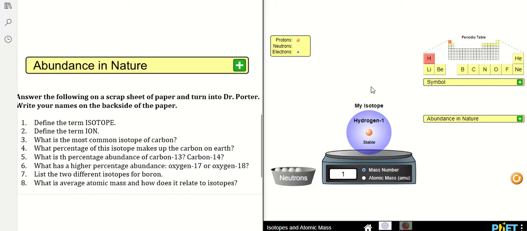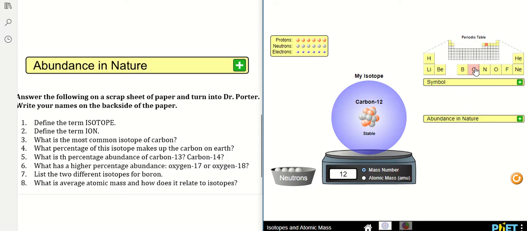What is the most common isotope of carbon? So I come over here in my simulation. I click on carbon. I want to see, for carbon-12, what the abundance in nature is. Well, 98.93 indicates that that is my most abundant isotope of carbon in nature. If I bump it up to carbon-13, I only have 1.07% of all carbon. That is carbon-13.